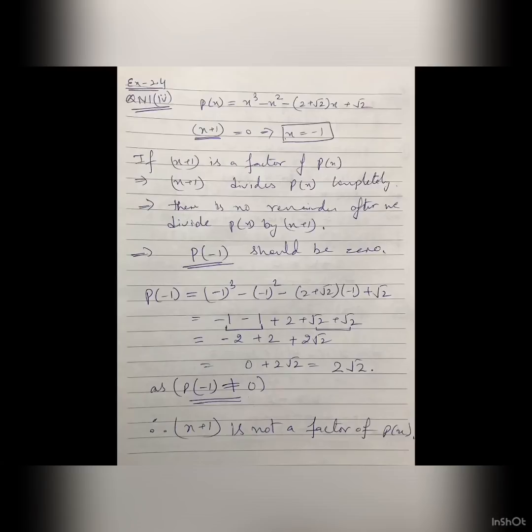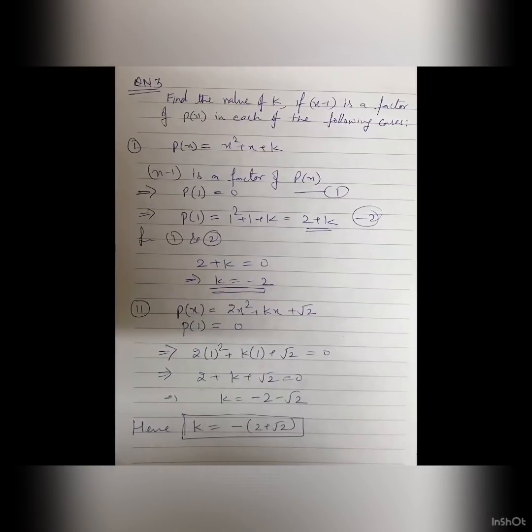Now the value of the polynomial at x equals minus 1 is 2 root 2. This remainder is not equal to 0. Since the remainder is not equal to 0, we can say x plus 1 is not a factor of the given polynomial. Now the next type of question is: find the value of k if x minus 1 is a factor of p(x) in each of the following cases.